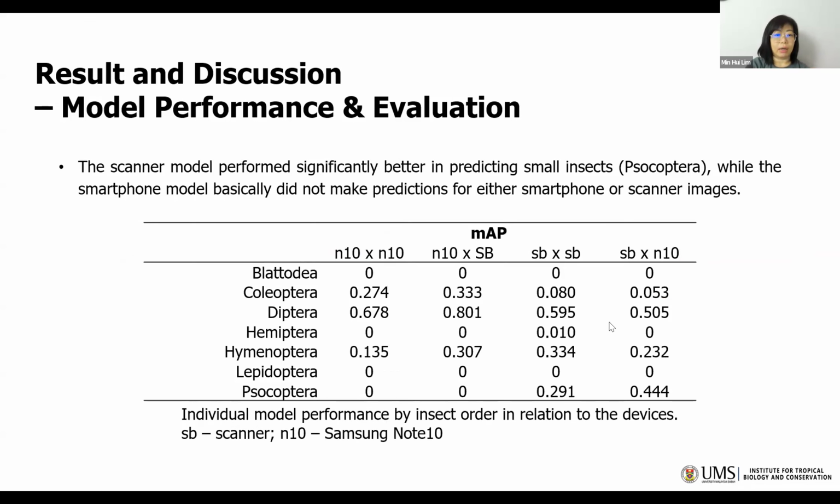However, when we go into a slightly more specific performance, we see that the scanner model is able to detect very small insects like Psocoptera. Psocoptera are basically book lice, bark lice, which are very small in size. When we look at the result, the smartphone model basically did not make any prediction here.